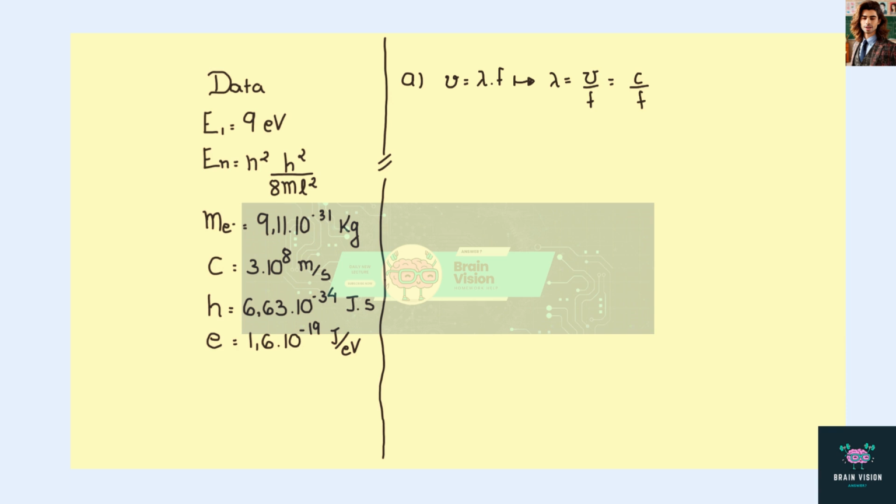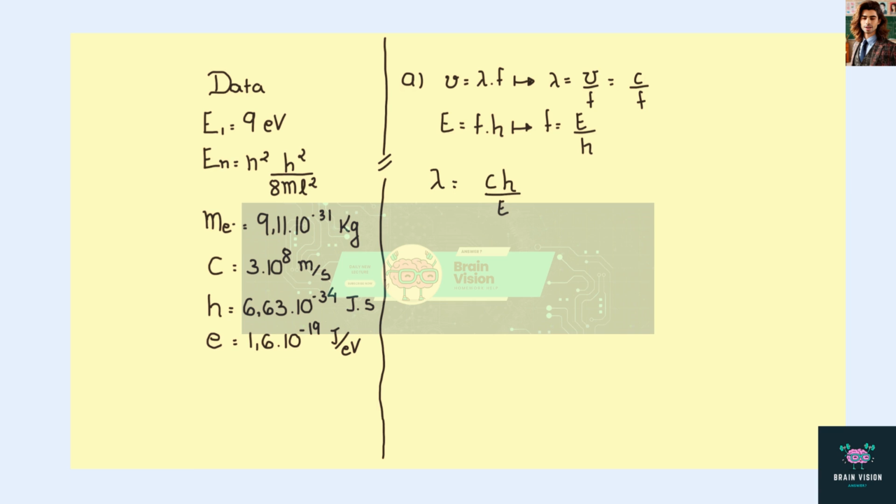But now, how can we calculate the frequency? Well, remember that the energy of a photon is equal to the frequency times h, Planck's constant. Therefore, the frequency is equal to the energy divided by Planck's constant. Then, we can plug in this result in this equation to solve for the wavelength, to get the following: lambda is equal to c times h divided by E.